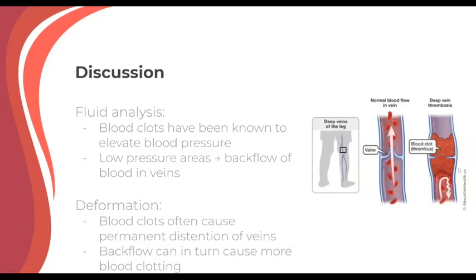Overall, the results of our fluid analysis do match up with the behavior of veins in real life with blood clots. Blood clots have been known to elevate blood pressure both around the clot and afterwards. And these low pressure areas that can occur before the blood clot tend to be areas where there's backflow of the blood. Now, blood clots do often cause permanent distension of the vessels as well. And while this does help to offset the pressure a little bit, this can in turn cause further backflow, further damage around the area of the distorted vessel, and further clotting down the line. As you can see in the picture on the right, backflow does also contribute to further blood clotting.